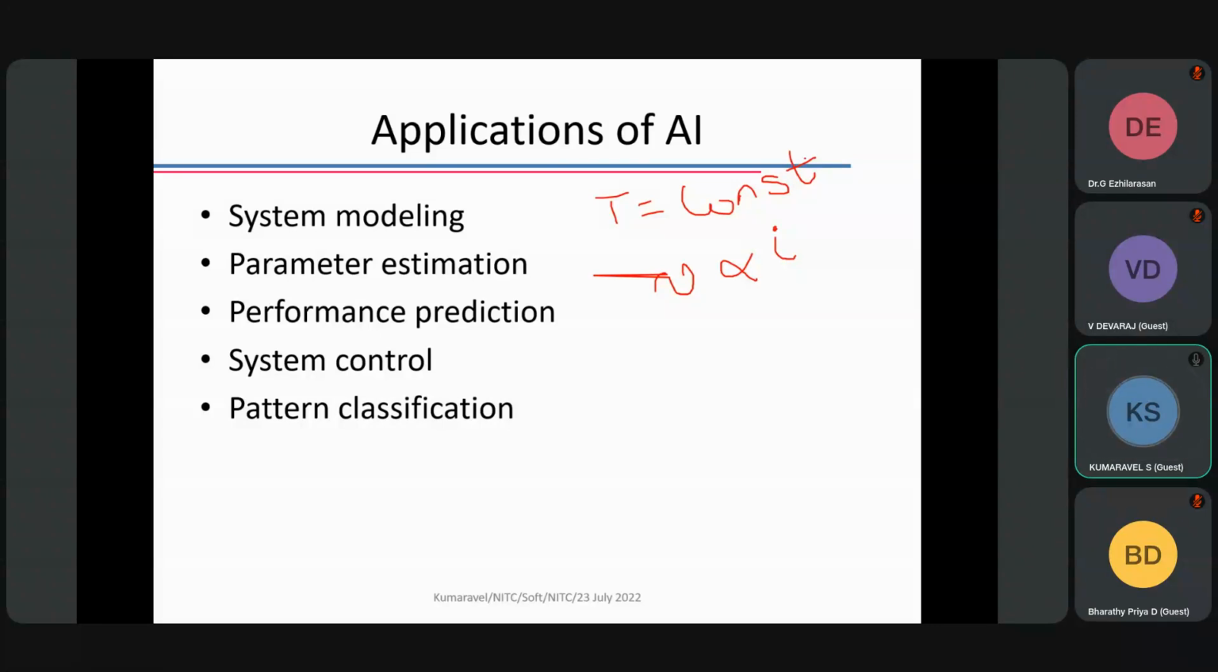Can you show me even a single system where temperature remains constant? Never. Then what is Ohm's law? What is the use of Ohm's law? In every electrical circuit we apply Ohm's law. Is it correct or not? Then it is wrong. Do you agree with me? Yes, sir. Correct.